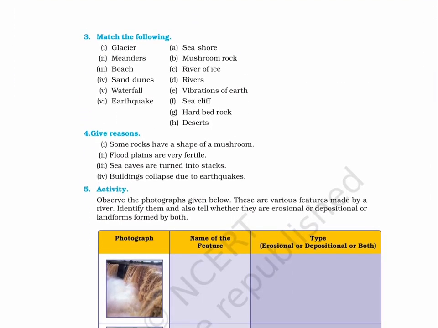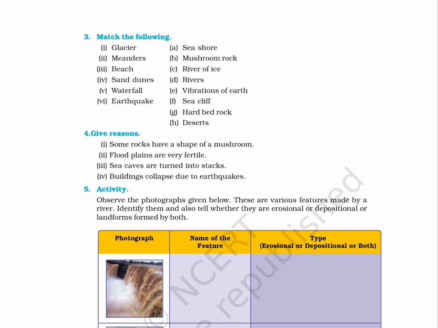Page 18. 3. Match the following: 1. Glacier, 2. Meanders, 3. Beach, 4. Sand dunes, 5. Waterfall, 6. Earthquake. The choices are A. Seashore, B. Mushroom rock, C. River of ice, D. Rivers, E. Vibrations of earth, F. Sea cliff, G. Hard bedrock, H. Deserts.